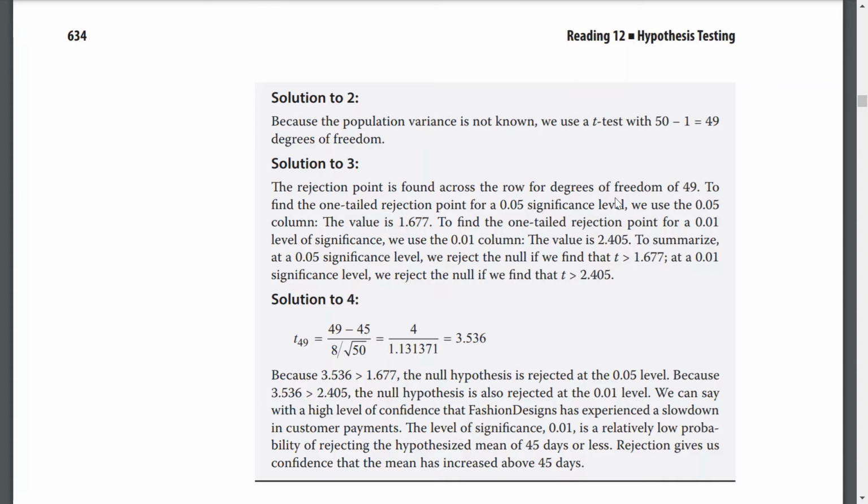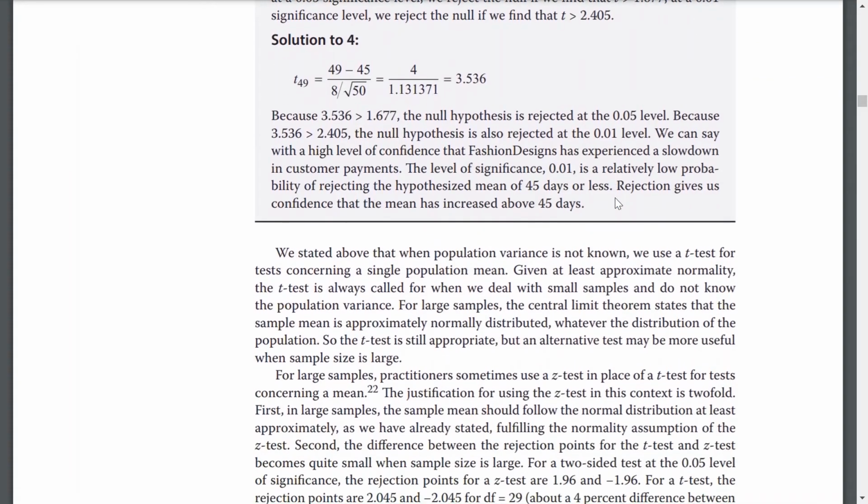Solution to 4: t49 equals (49 minus 45) divided by (8 divided by the square root of 50), which equals 3.536. Because 3.536 is greater than 1.677, the null hypothesis is rejected at the 0.05 level. Because 3.536 is greater still than 2.405, the null hypothesis is also rejected at the 0.01 level. We could say with a high level of confidence that Fashion Design has experienced a slowdown in customer payment.